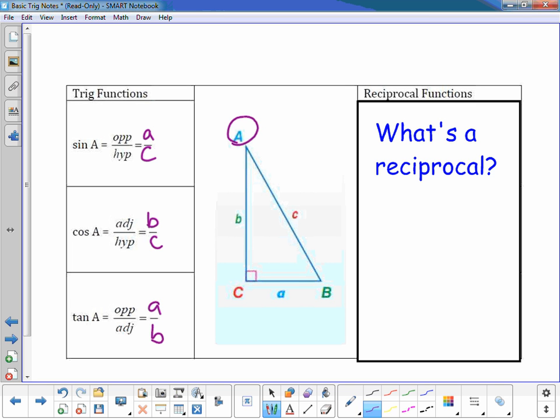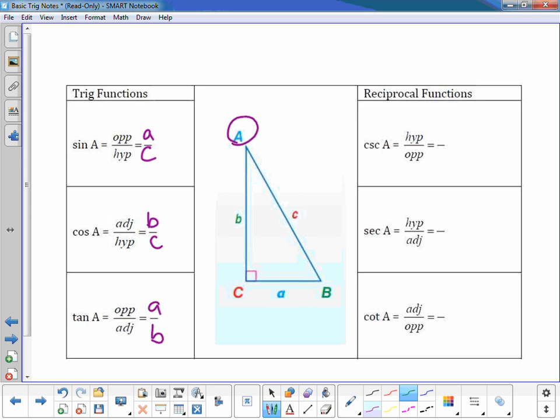Now we can also look at the reciprocal trig functions. We all know that the word reciprocal means flip upside down, flip the fraction, and those functions actually have names as well. If I take the trig function and flip it upside down, starting with sine, the reciprocal function of sine is called cosecant. That's what that CSC stands for. So the cosecant of A would be the hypotenuse over opposite. In this case, the hypotenuse is C and the opposite is A. So you can see that we just took this A over C and flipped it upside down, which again is what the word reciprocal means. The reciprocal function for cosine is secant.